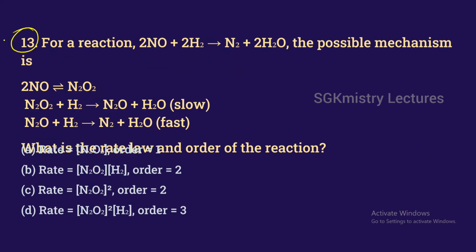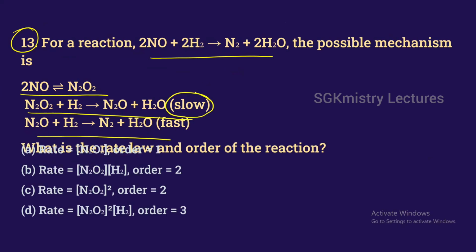Okay. Next, question number 13. For a reaction, 2NO plus 2H2 gives N2 plus 2H2O. The possible mechanism is given, with the various steps that are there in the mechanism. Sorry, some words are not clear, but I'll just explain it. Whenever the mechanism is given, you should know that we are looking at the slow step, or the rate determining step. Slow step is the rate determining step. Correct? So this is what you need to know.